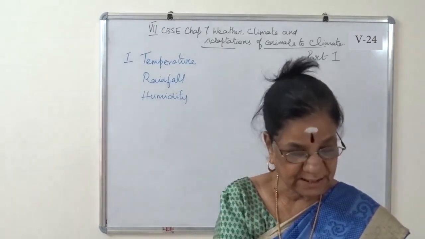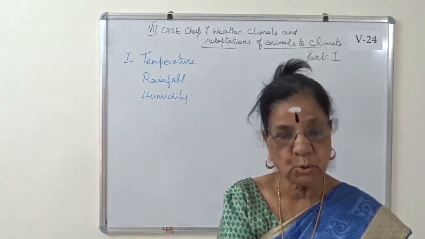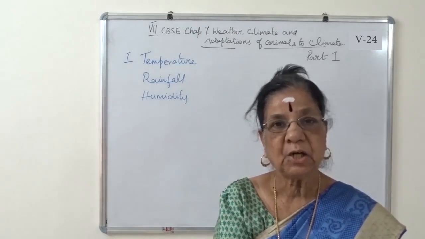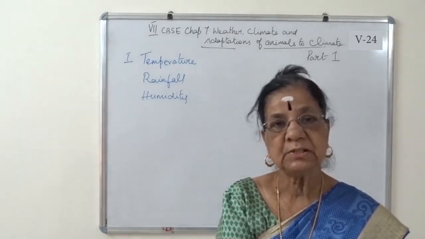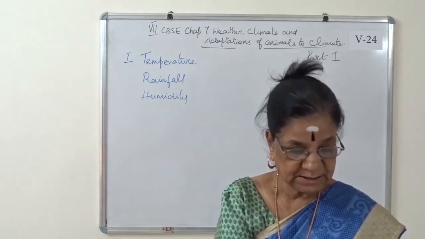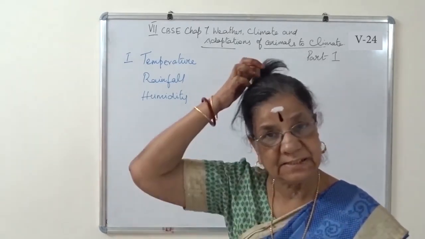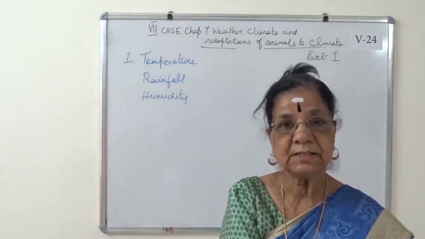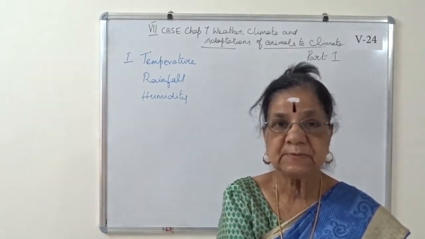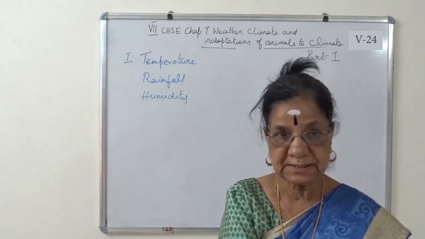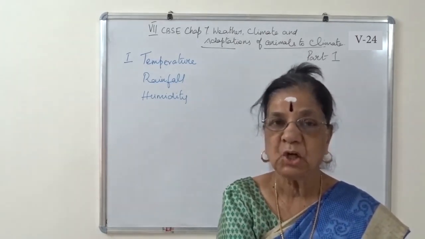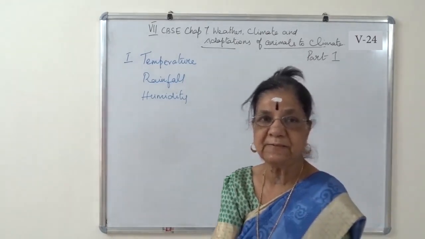So please understand, Jammu and Kashmir cold and wet, Kerala hot and wet, Rajasthan hot and dry, northeast India hot and wet. So these are the climatic conditions in these 4 states. That is given in our textbook. Accordingly, you will understand. Right?